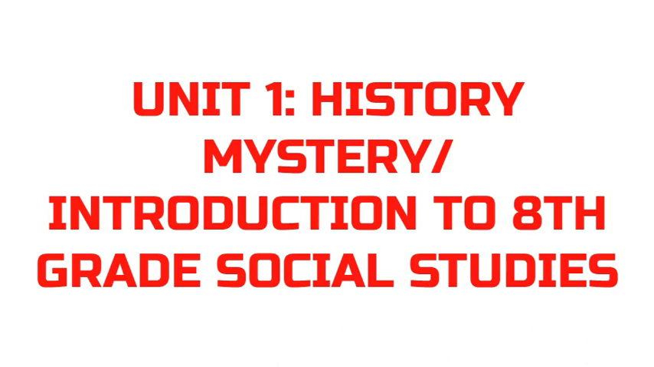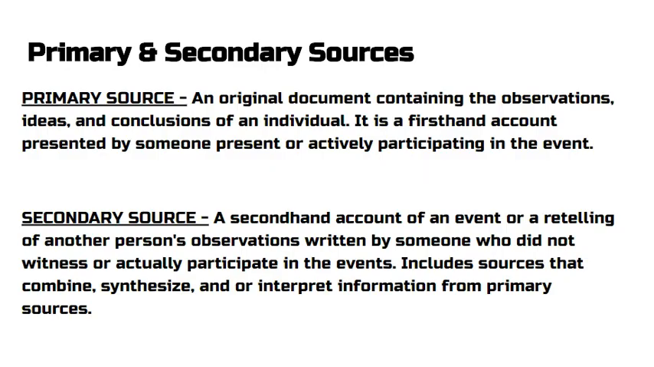So basically, this unit talks about some of the basics that go into acting or thinking like a historian. And one of the most basic things you needed to know was the difference between primary and secondary sources. So a primary source is an original document containing the observations, ideas, and conclusions of an individual. It is a first-hand account presented by someone present or actively participating in the event.